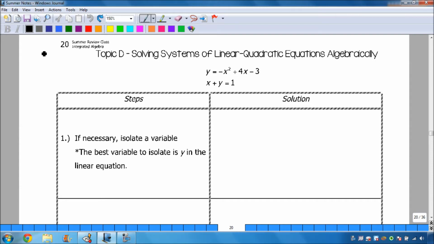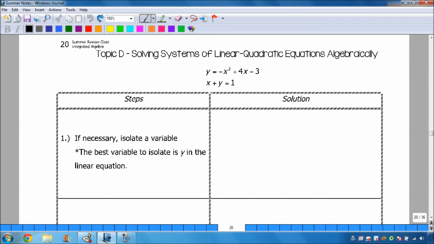Topic D, solving systems of linear quadratic equations algebraically. This is the last topic for today. You just learned how to solve it by graphing. Now we're going to solve these problems by solving equations. You've got all your steps, so if you forget, you can always go back and look at these steps so you remember how to do it, okay?